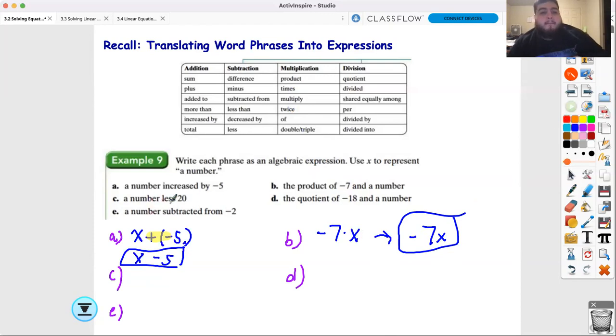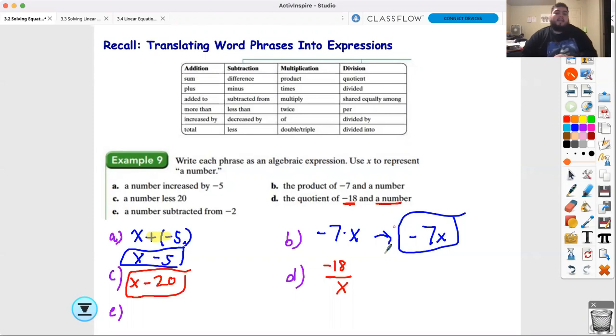C, a number less 20. So it's a number that's less 20. It lost 20. D, the quotient of -18 and a number. The first thing is the top, and the second thing is the bottom. So that's the top, and then this is the bottom.